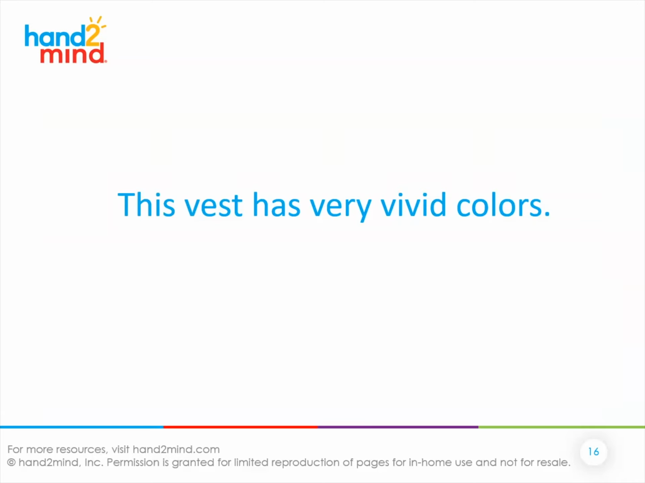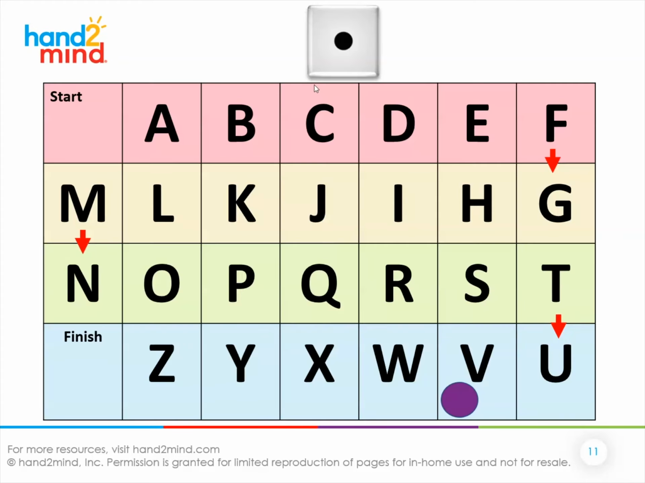For example, we might write the sentence, "This vest has very vivid colors." In this sentence, the alliteration is found in the words vest, very, and vivid. We hear the V sound of the V in each of these words.